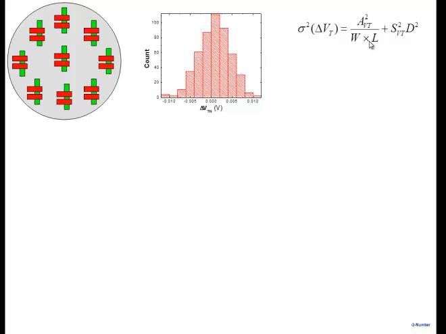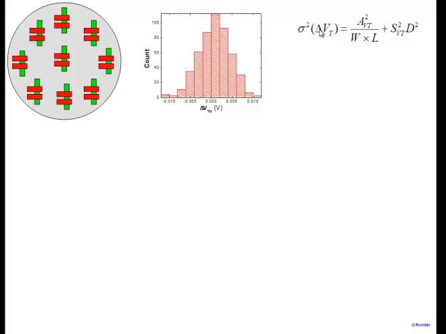The smaller the size that you make of the transistor, the larger the variance, which means the more the mismatch. So it's a very, very important point. If you're looking for very accurate matching between two transistors, make the size large. Then the matching between the two transistors is good. The other one is D, the distance between the two transistors. The larger the distance between the two transistors, the more the mismatch.